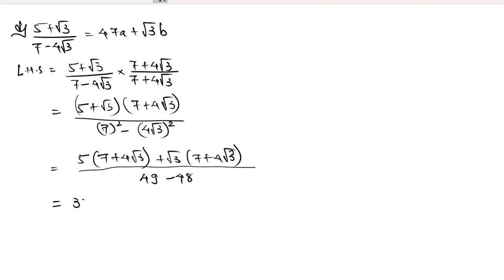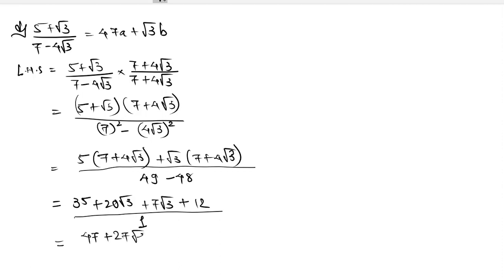5 sevens are 35 plus 20 root 3 plus 7 root 3 plus 4 threes are 12, the whole upon 1. 49 minus 48 is 1. Let's simplify this. 35 plus 12, 47 plus 20 root 3 plus 7 root 3, 27 root 3. I think we have simplified this enough.